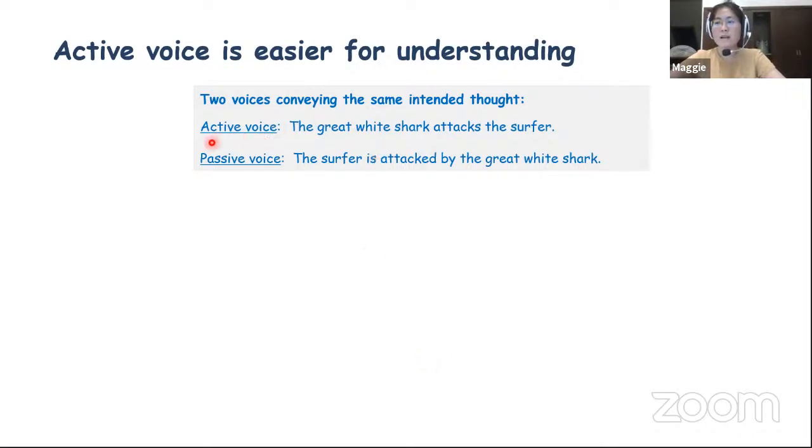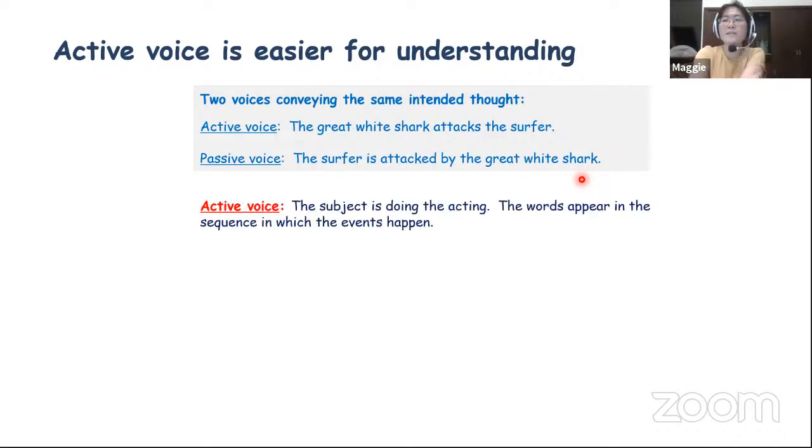If using the active voice: the great white shark attacks the server. And this one is easy to understand. The white shark attacks the server. And if we change it into the passive voice: the server is attacked, hit by the great white shark. So compare these two sentences, what have you found? Which one is easier to read? Which one is easier for understanding?